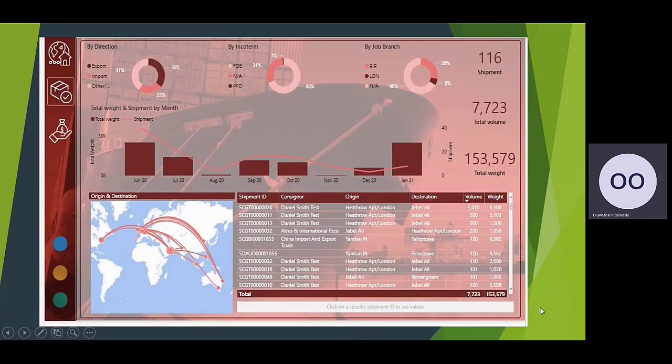So these are some of the simple KPIs. Total shipment, total volume, total weight. Then there's a map showing the origin and destination. So if it was on a Power BI dashboard, we would have been able to see all of these locations very well. So month on month, from June 2020 to January 2021, we are looking at the total weight and shipment by month. The bar chart is the total weight, the line is the shipment. So these are some of the simple KPIs from your data.